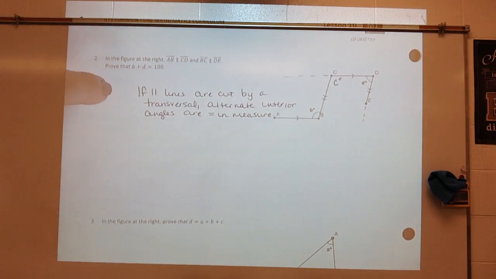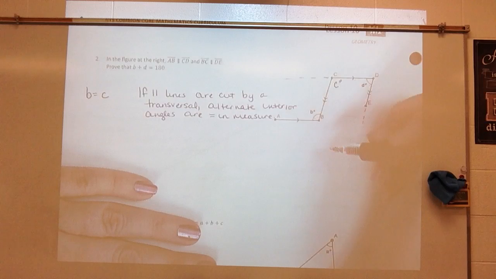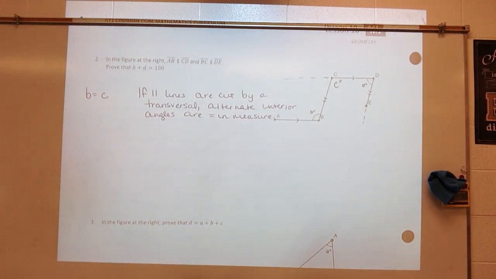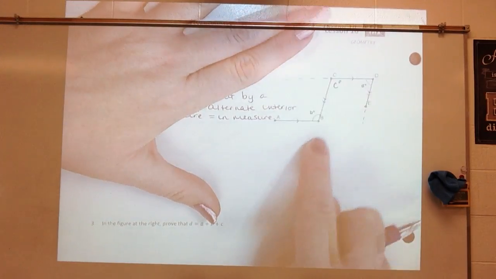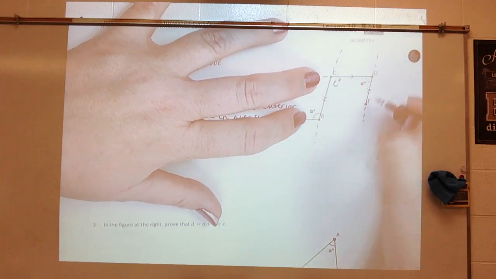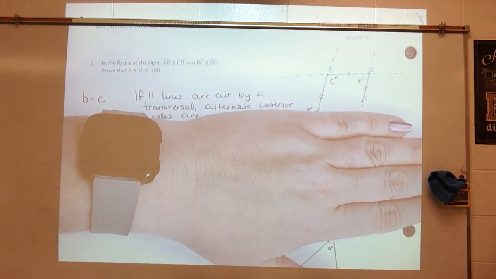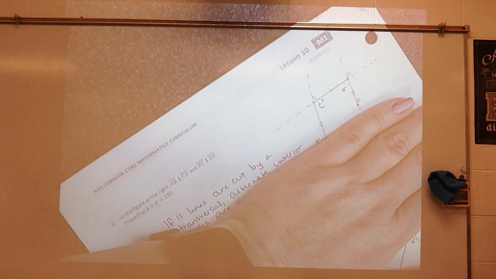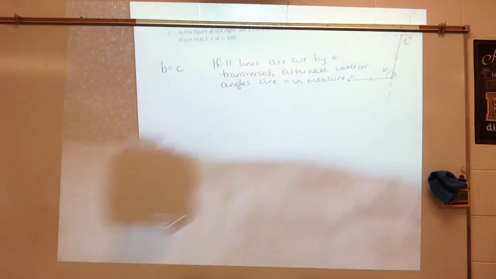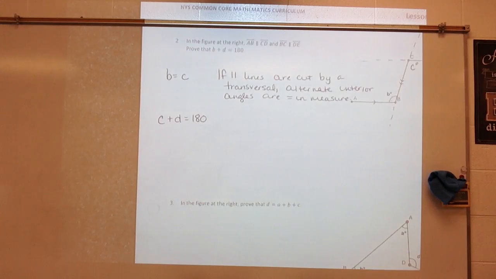Now, let's look at this. Here are my parallel lines, here's my transversal. I want to look at these two lines now as parallel lines, and here's my transversal. If I'm looking at those as parallel lines and a transversal, what do I know about angle C and angle D? They are same side interior angles, and they equal what? So C plus D is equal to 180 degrees.